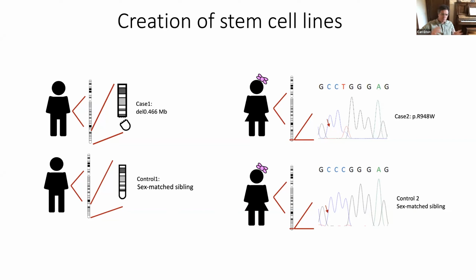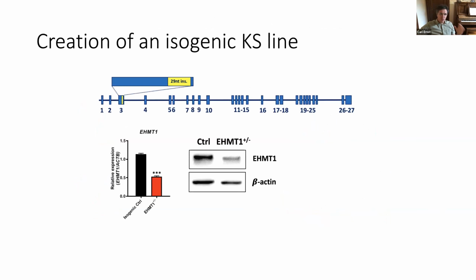So I wanted to establish a small cohort of KS models. So we have 2 patients matched to their same-sex siblings. That's just to make sure that the variation that comes from our systems is as specific as possible to somebody with an EHMT1 mutation. The other way to make sure we're actually studying mutations in EHMT1 is to make it ourselves. And I would say most groups in my field, stem cell biology and neurodevelopmental disease, would do this.